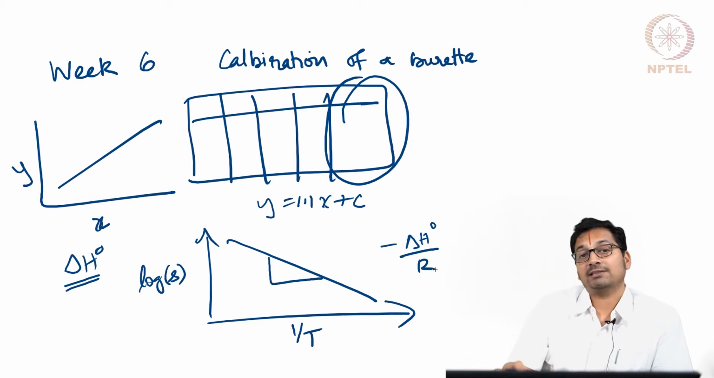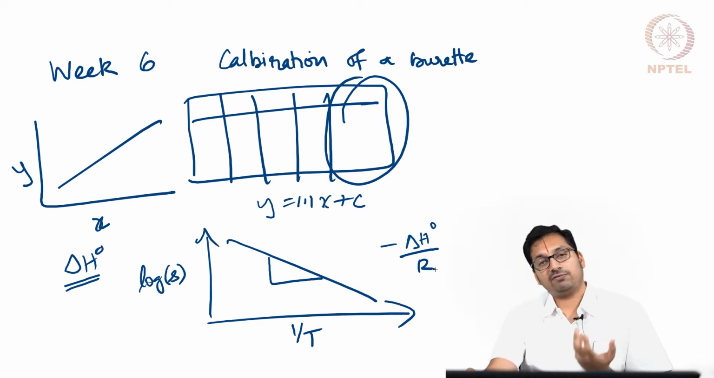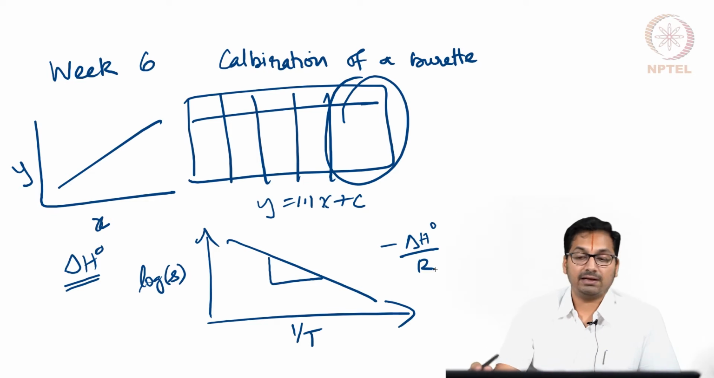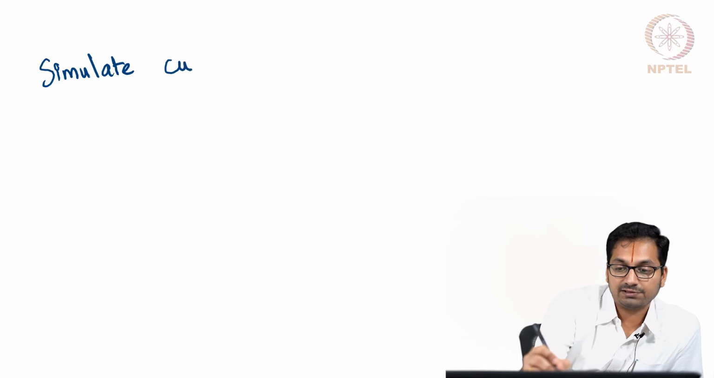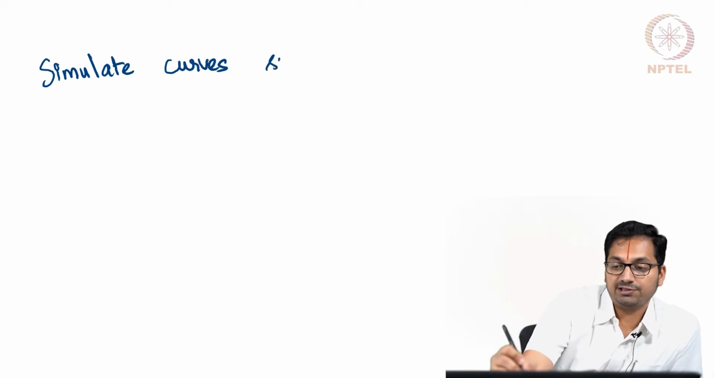So in these two experiments, we once again spent a lot of time understanding where all systematic errors could come up and how to avoid these carefully. After having done these two examples, the next step that we embarked on was to learn how to simulate curves using a spreadsheet program.